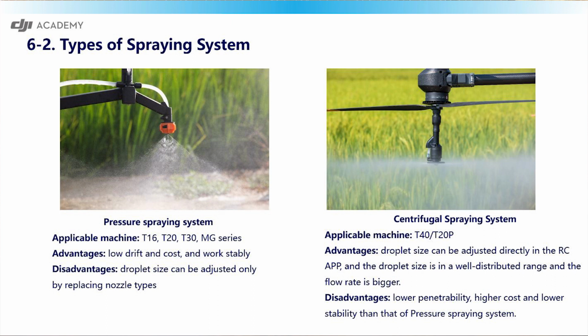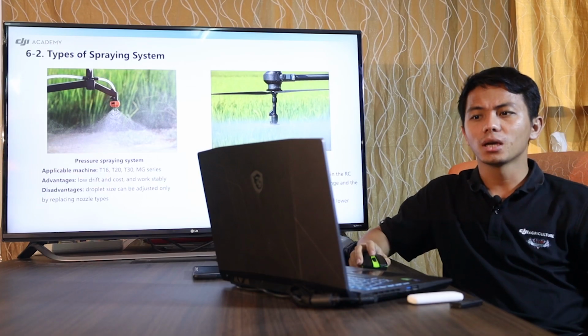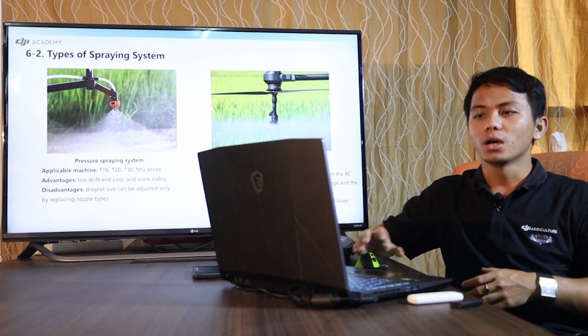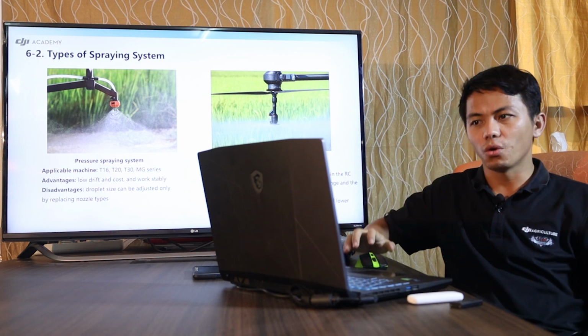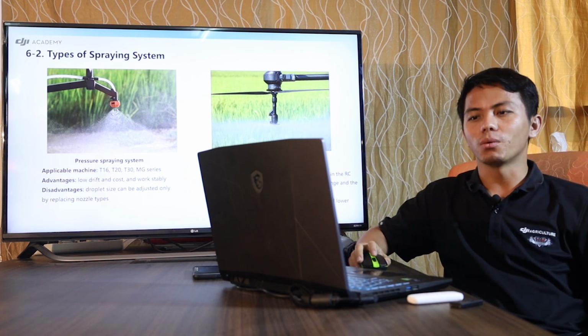There is no such thing as which is better. If you want higher pressure downwards, use the first one. If you want higher flow rate and a wide range of droplet size, go with the later centrifugal one.